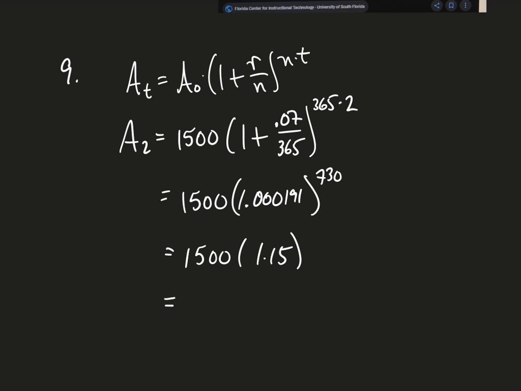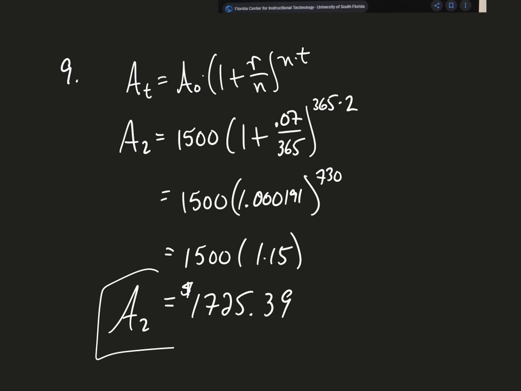And when I multiply that by 1,500, I get $1,725.39. So that would be the amount of money in the account after 2 years. It doesn't go up by a terrific amount, but it's only a couple of years, so you kind of understand. Okay? All right. Next, I want to do one of the exponential decay functions.